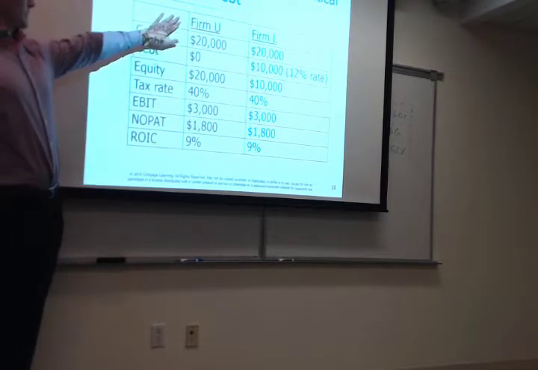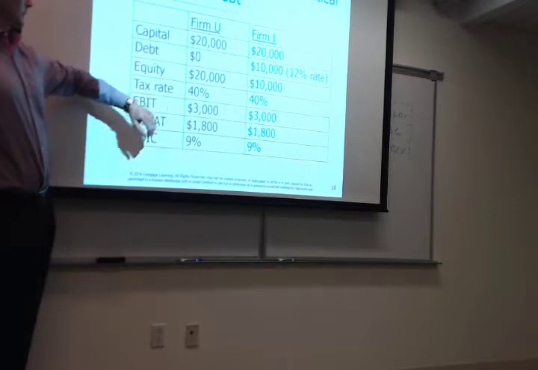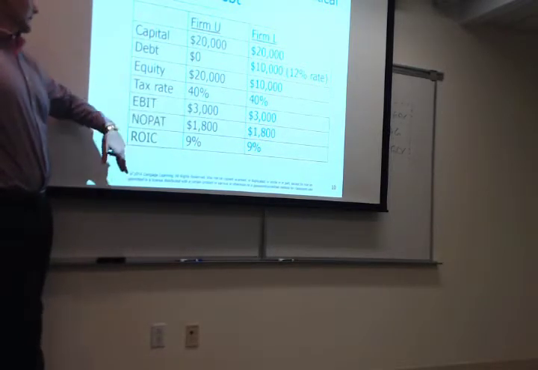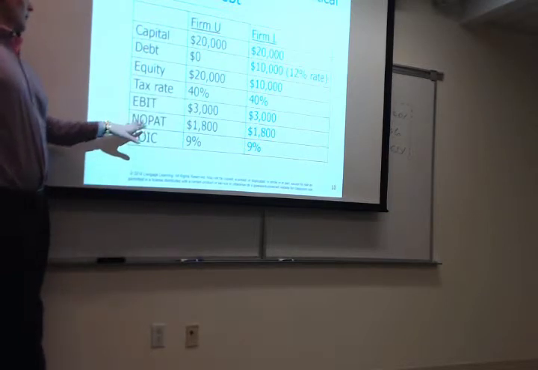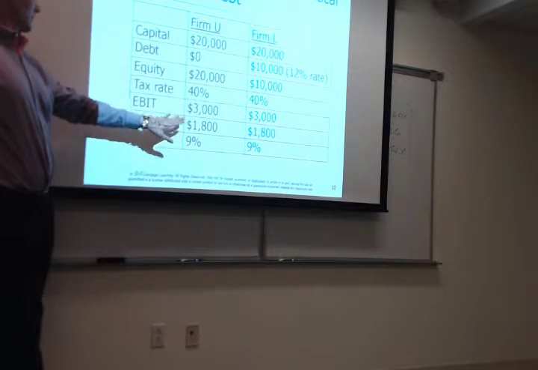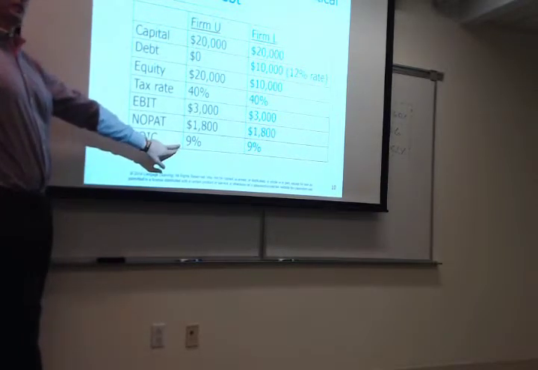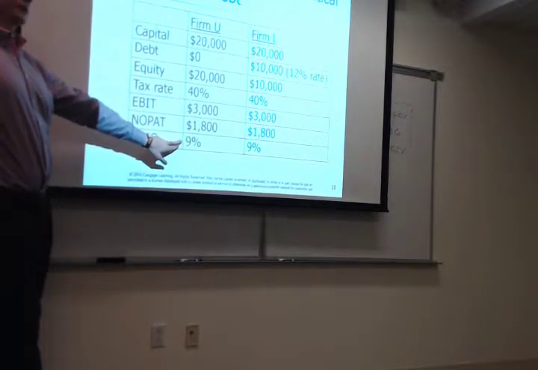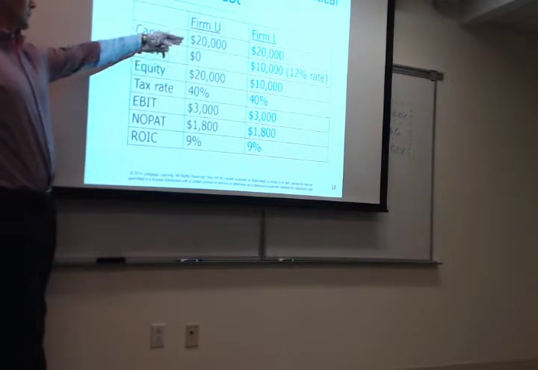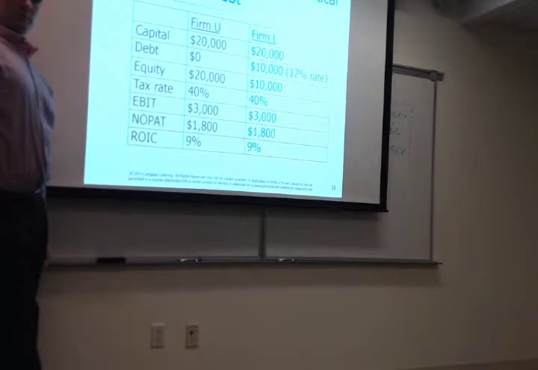So suppose in this firm U, we have $20,000 of capital. It's all equity. We have a normal tax rate. Suppose our earnings before interest and taxes is $3,000. Our NOPAT, net operating profit after taxes, which is before interest, is $1,800. And our return on invested capital, this formula, of course, is the return, which is $1,800, divided by the invested capital of $20,000, is 9%.